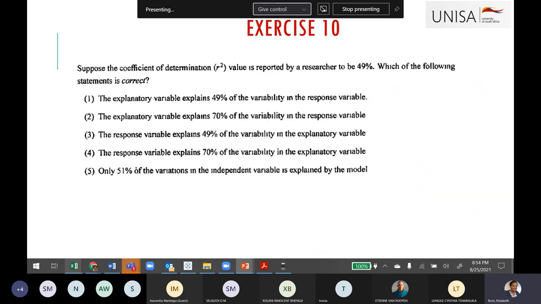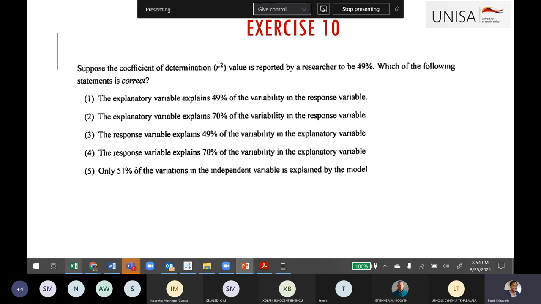And with the last 6 minutes, let's see if we can answer this question. Suppose the coefficient of determination R squared value is reported by the researcher to be 49%. That is R squared. Which one of the following statements is correct?